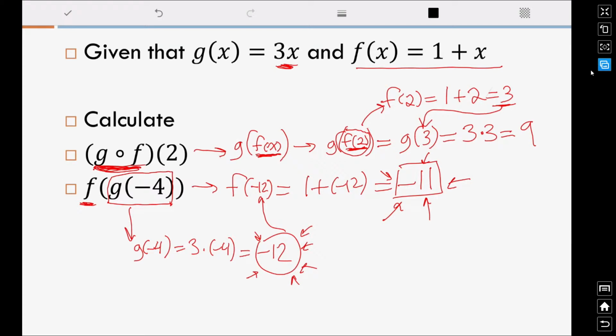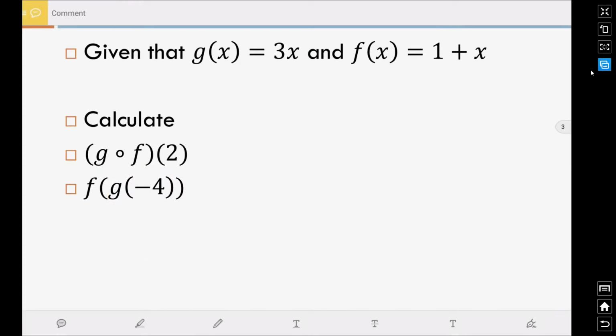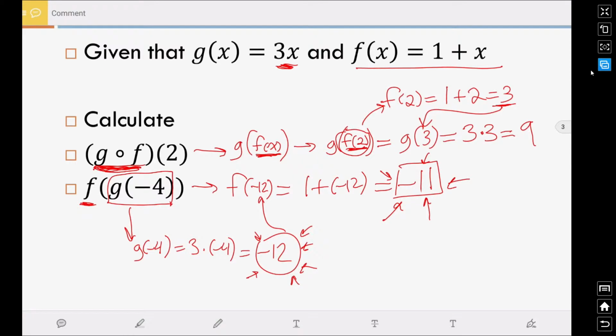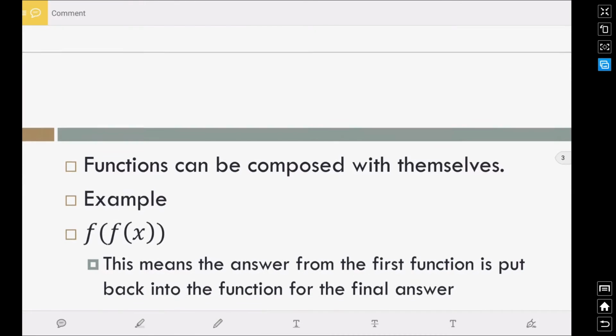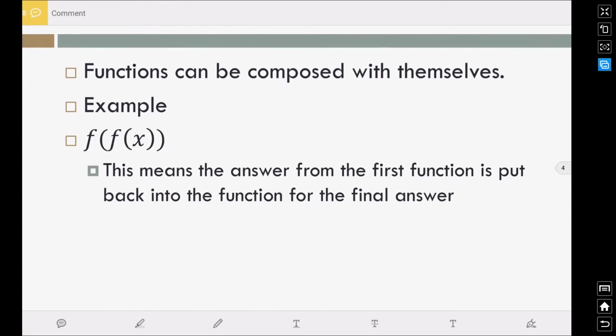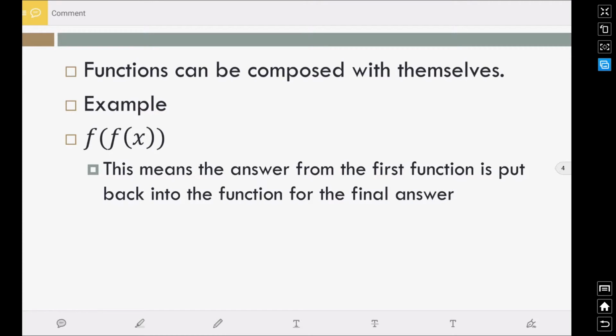Right. So it's not so difficult. All you really have to remind yourself is to calculate the inside function first, and then put that into the outside function, and that'll be your resulting answer. Now, you can also compose functions with themselves, because what this basically means is you calculate the answer of the function once, then put it back into the function to calculate another answer.